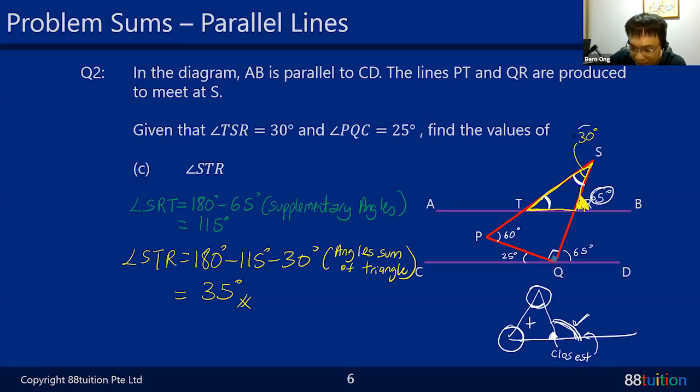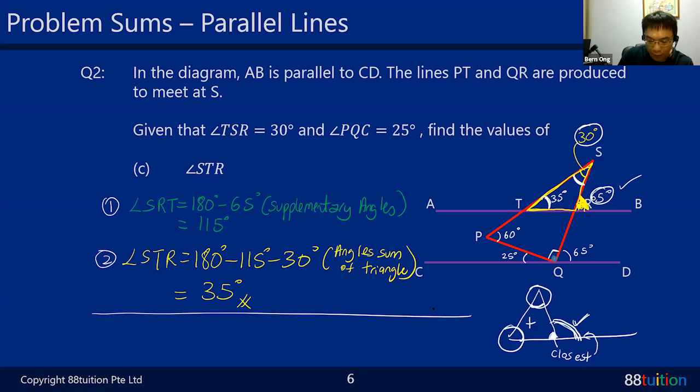So is it true or not? This is 30, and just now we found this one as 35, right? Is it true that 30 plus 35 is 65? Correct. So next time, if you want to do it in one step, instead of two steps, angle STR is equal to what? Take 65 degrees minus the furthest angle, 30, and it will give you 35, the other furthest angle.